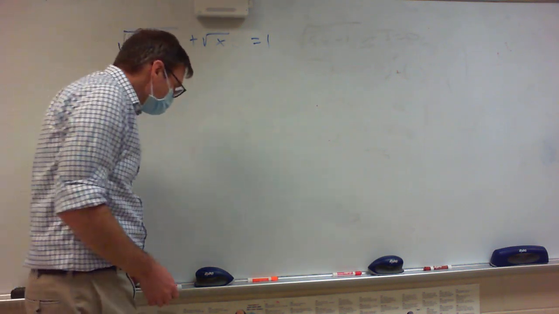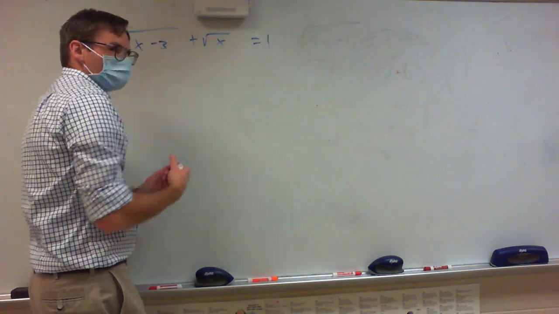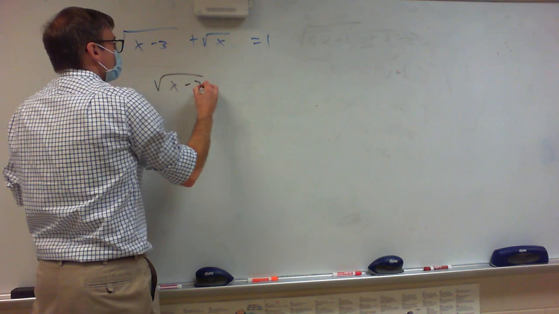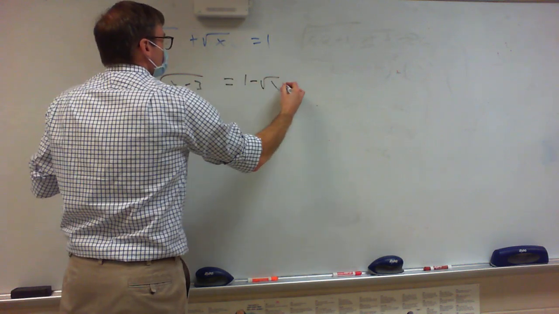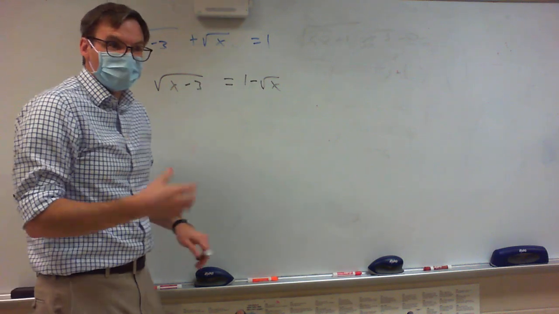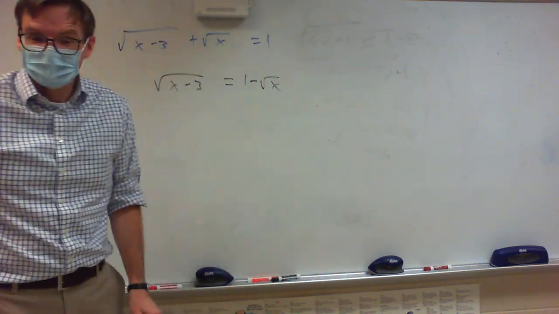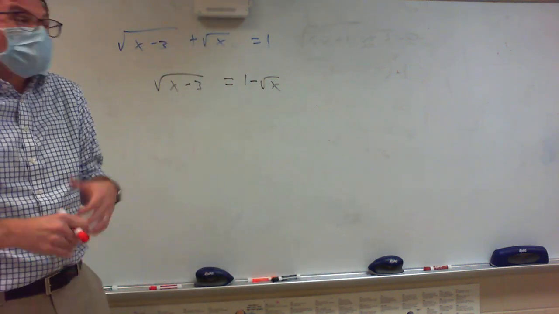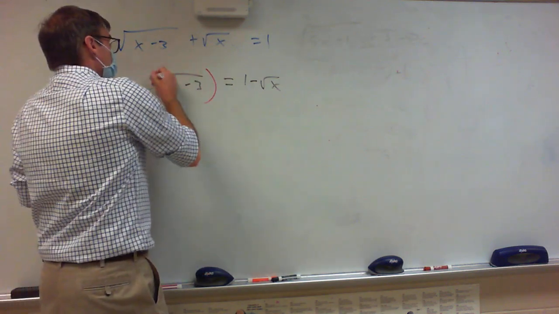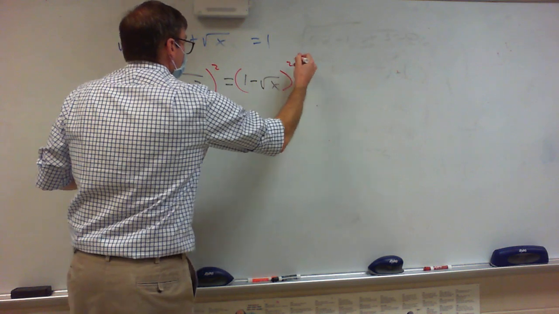You go through, and okay, we're going to subtract the square root, get this by itself. So that's going to give me the square root of x minus 3 is equal to 1 minus the square root of x. Okay. Then what do we do? Square both, right? I mean, that was our whole point. We wanted this square root by itself so that we could get rid of it. So we square both sides, and that's nice.